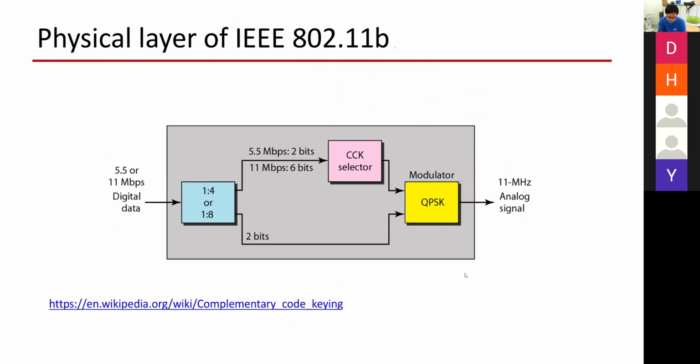802.11b uses CCK, using 1 to 4 and 1 to 8. We know what they mean. Why? We have to add that redundancy to make your communication more robust. Then this amplified information goes to the CCK selector with the pattern you have, then to the modulator, then analog. Then the receiver does the exact reverse.